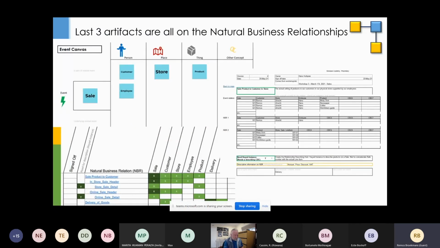Because the last three artifacts we discussed were all about the natural business relationship. And small step, and here you see, by the way, on the bottom, I'm going to send Howard and Debbie a PDF of the presentation to share, so you will get the information, no worries. But what you see down here, hey, I have a sale product to customer. Oh, I have an in-store and an online store, and I have a header and a detail, so I can see what I did over there. So that's a cool thing.